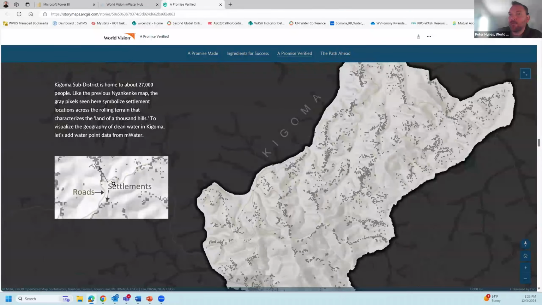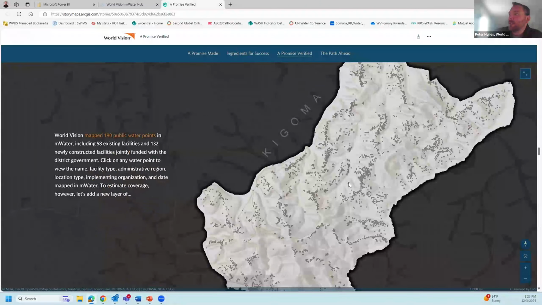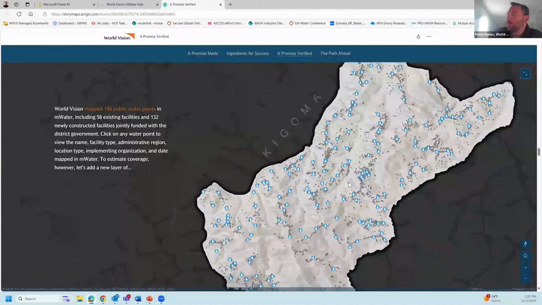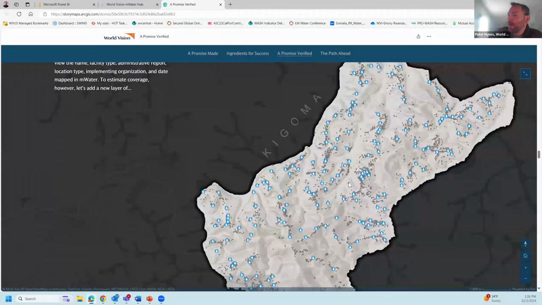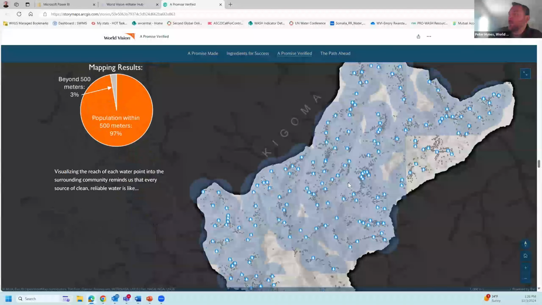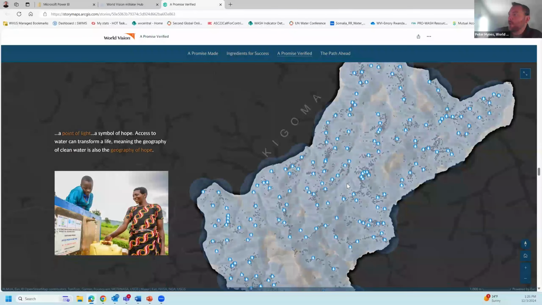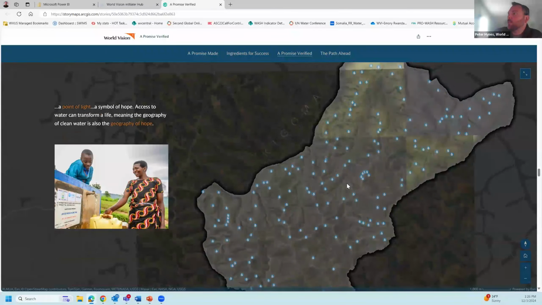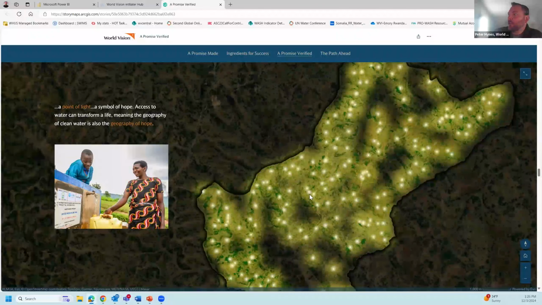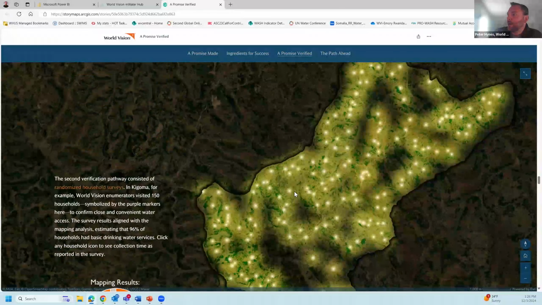This is mapped in from Geo for Good data, right? This population data, and then we can pipe in all of the public water points that have been created, either that World Vision put in or that were there before we arrived that were functional. And then we can do the 500-meter buffer, and we can even think through the household survey as well. So it's just a fun illustration of all of those water points being a nice point of light and lighting up the district there.